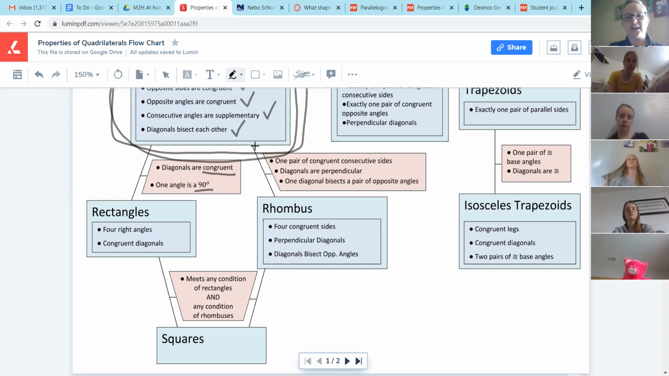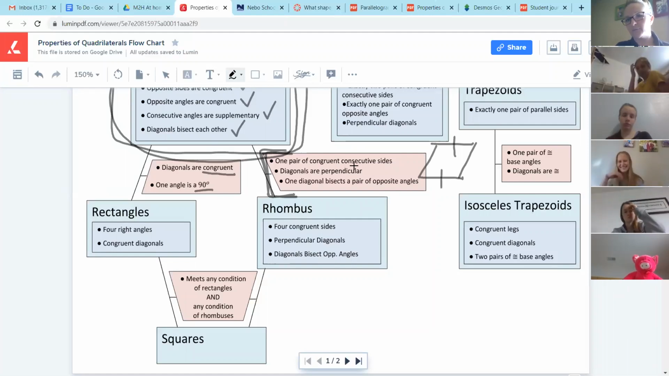Yeah? Okay, and then over here, if I want something to be a rhombus, it has to have one of these 3 things. A pair of congruent consecutive sides. That just means that instead of opposite sides being congruent, like here and here, if consecutive sides are congruent, then we are guaranteed that all 4 sides will be congruent. Therefore, it's a rhombus. Okay?